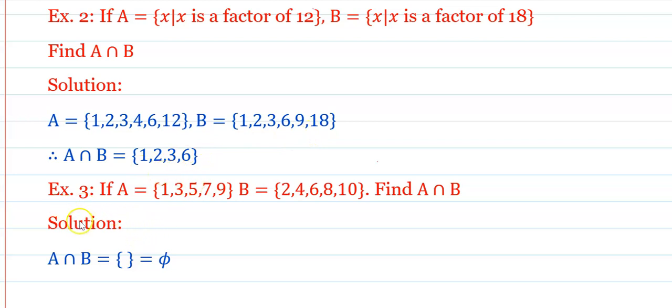Okay. Next example. If A = {1, 3, 5, 7, 9}, B = {2, 4, 6, 8, 10}. Then find A intersection B. Is there any common element? No. And therefore A intersection B is an empty set, or it is equal to phi.